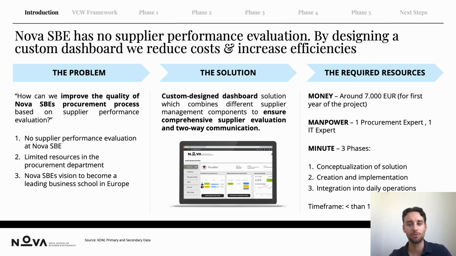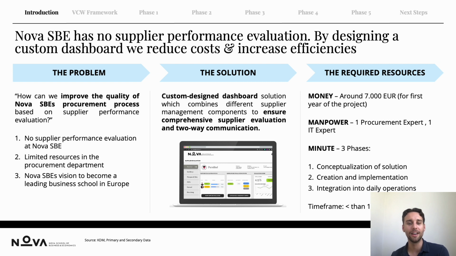And that problem is really based on three key issues. First, there's no supplier performance evaluation at Nova SBE currently. Second, there are limited resources in the procurement department. But third, Nova SBE wants to become a leading business school in Europe, and procurement and services at Nova SBE are of course part of that journey. So identifying and creating a solution is really key to fulfilling this vision.